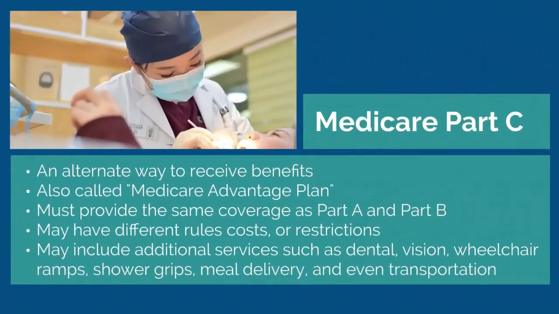Then we have Medicare Part C. This is an alternative way to receive benefits, and it's also called the Medicare Advantage Plan. They must provide the same coverage as Part A and Part B, but they may have different rules, costs, or restrictions. It also may include additional services such as dental, vision, wheelchair ramps, shower grips, meal delivery, and even transportation.